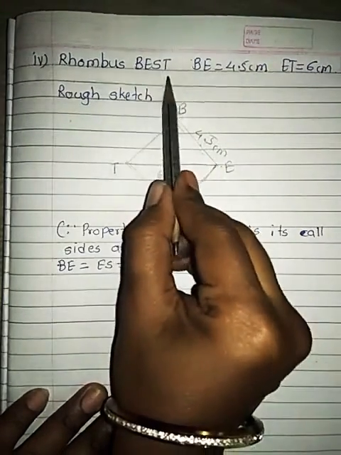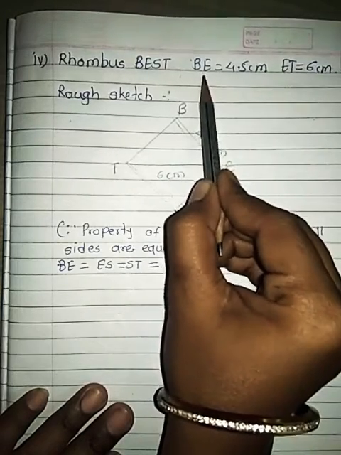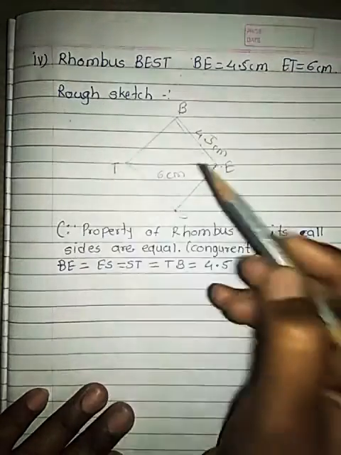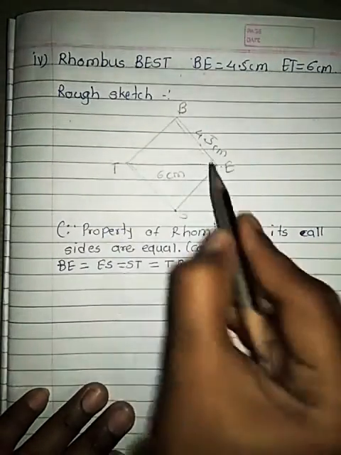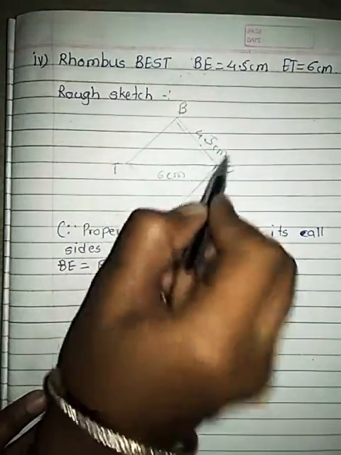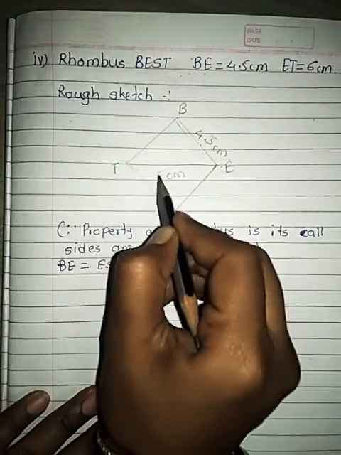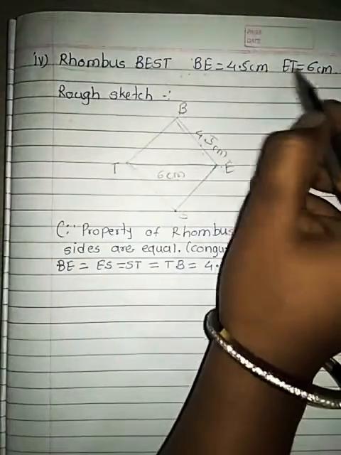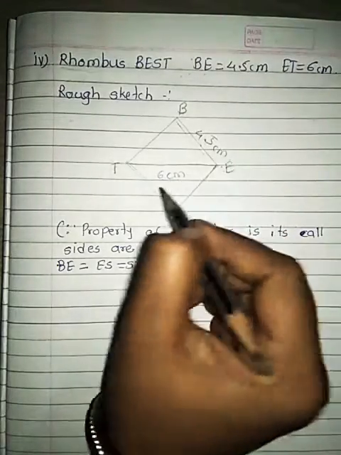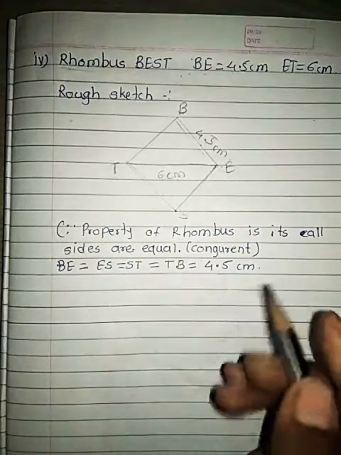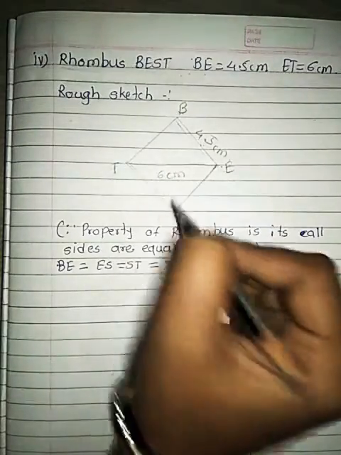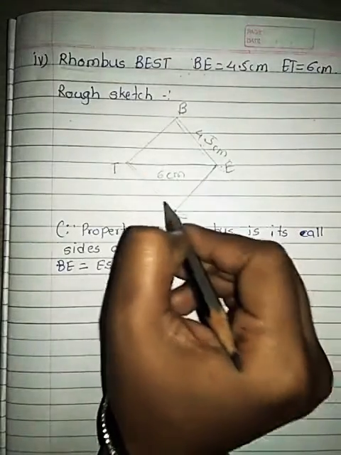Now the fourth question, rhombus BEST. BE is 4.5 centimeter, ET is 6 centimeter. Rough sketch BEST. Here 4 points, BE is 4.5 centimeter, and diagonal ET is given as 6 centimeter. Now here a rhombus is given, and only 2 properties are given. One is a side and another is a diagonal. See, the rhombus property is that all the sides are equal. That is congruent. Congruent means equal.